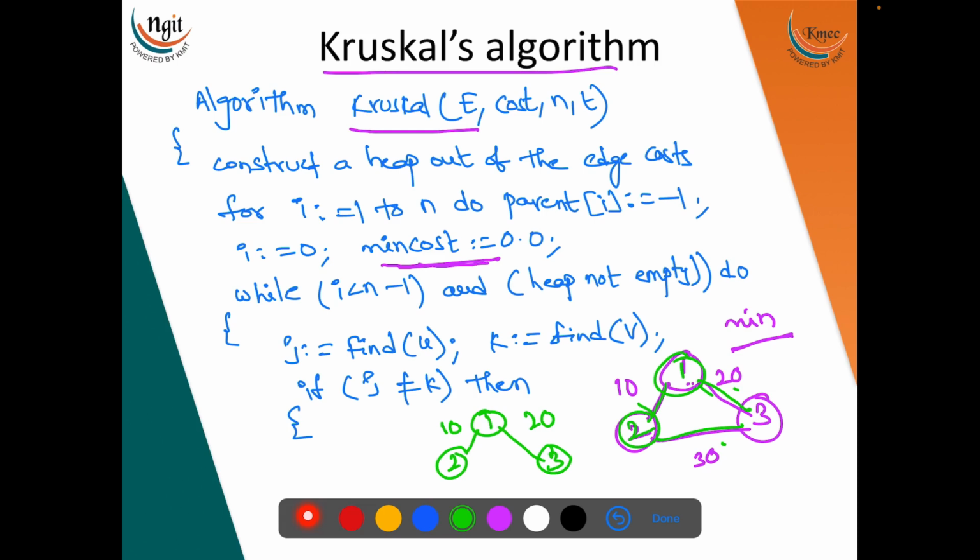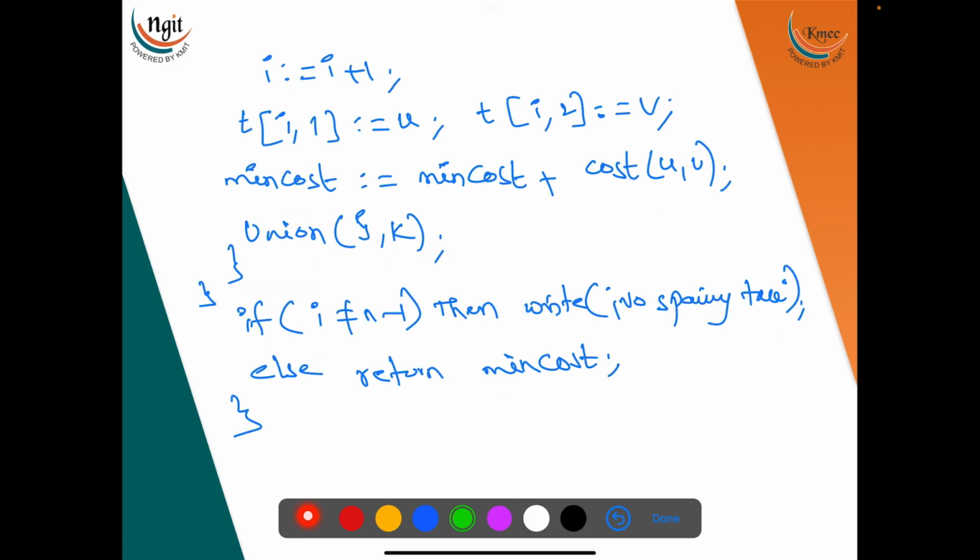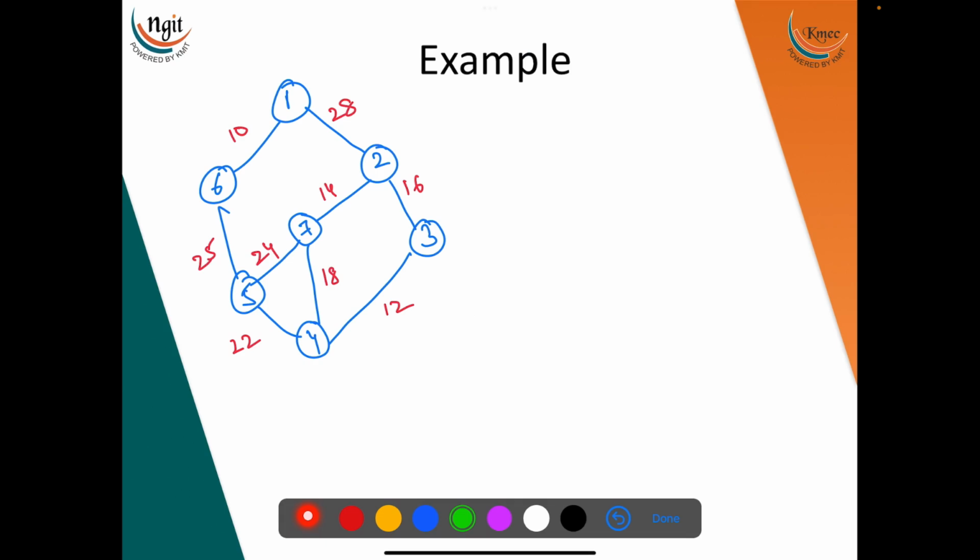The procedure is that you find the minimum cost edge from the graph. So you will find u and you will find v. If j is not equal to k, then we increase i to i plus 1. The first is u, the second is v. We always calculate the minimum cost from one vertex to the other vertex. So this is what Kruskal's algorithm is.